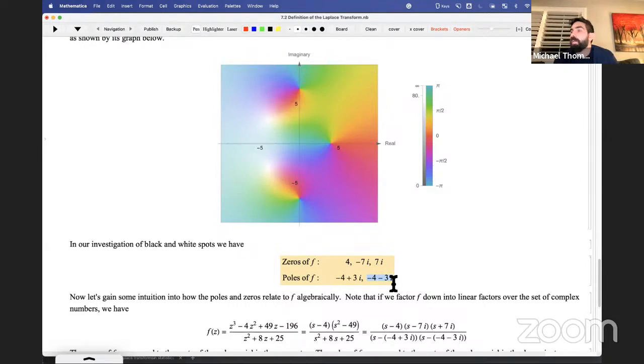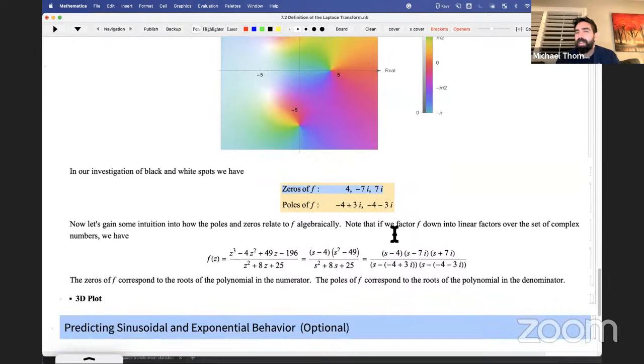Okay, so we've got both poles and zeros. I mentioned this earlier: poles are when the function blows up, and zeros are when the function zeroes out. All right, now for the intuition part. Look, this is the function we started with, right?